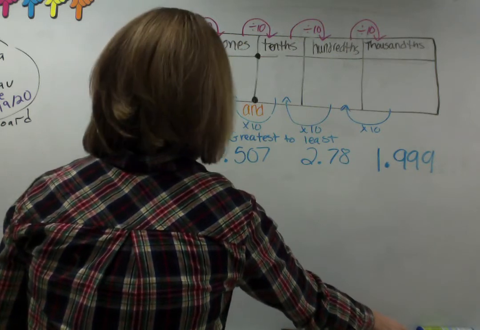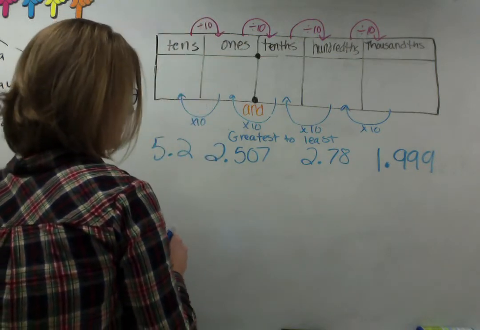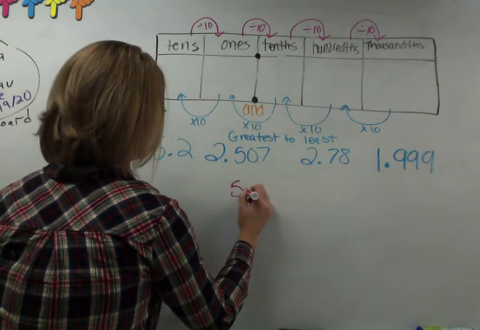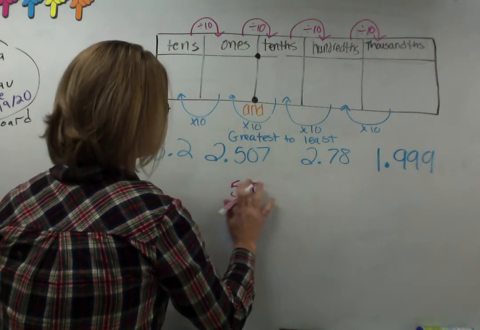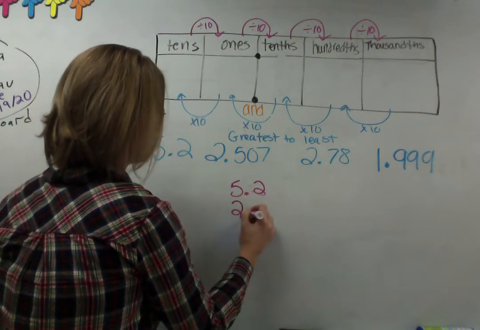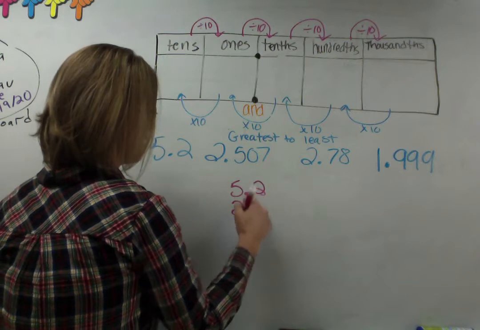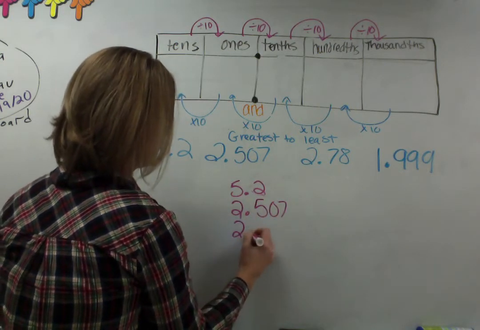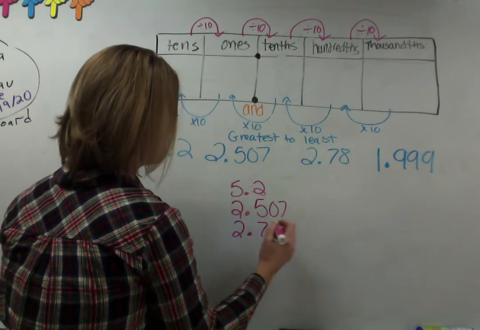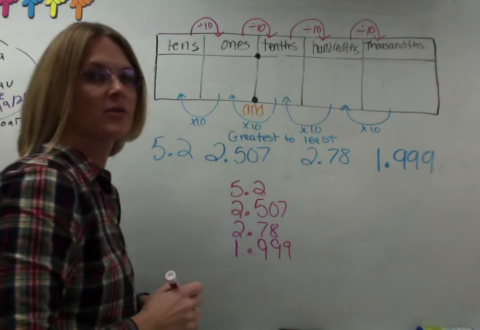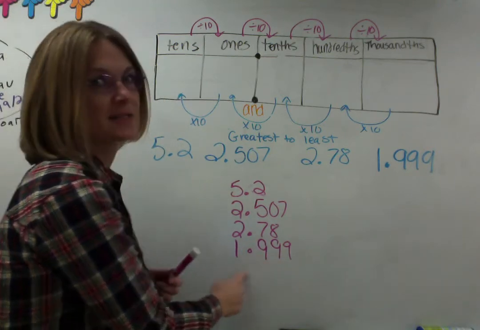So we're going to take the numbers and we're going to line them up one underneath another. So let's start with, we'll just go in order. Let's start with that's 2, not 0.2. So 5 and 2 tenths, 2 decimal under decimal, and 507 thousandths, 2 and 78 hundredths, 1 and 999 thousandths, which by the way is still less than 2.